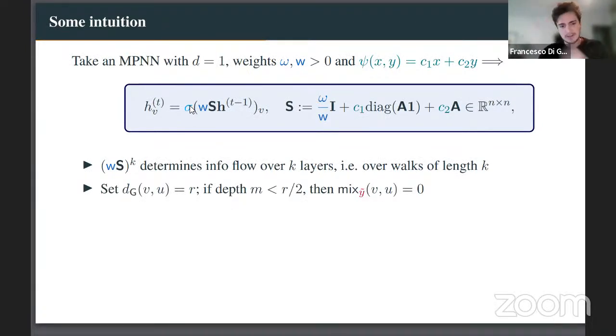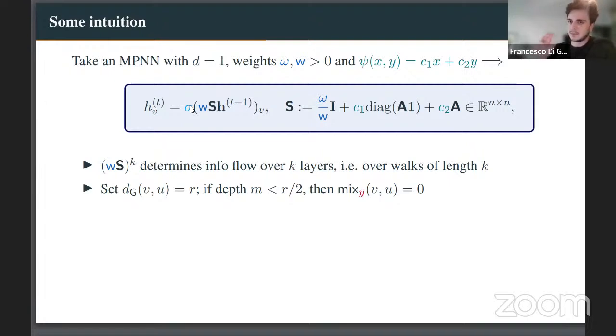Now, suppose you have two nodes, v and u, and that the shortest walk distance between these two nodes is, say, r is 4. Now, if the depth m is smaller than half the distance, then the mixing induced by your MPNN between these two nodes will always be 0. So let's try to explain this very briefly.